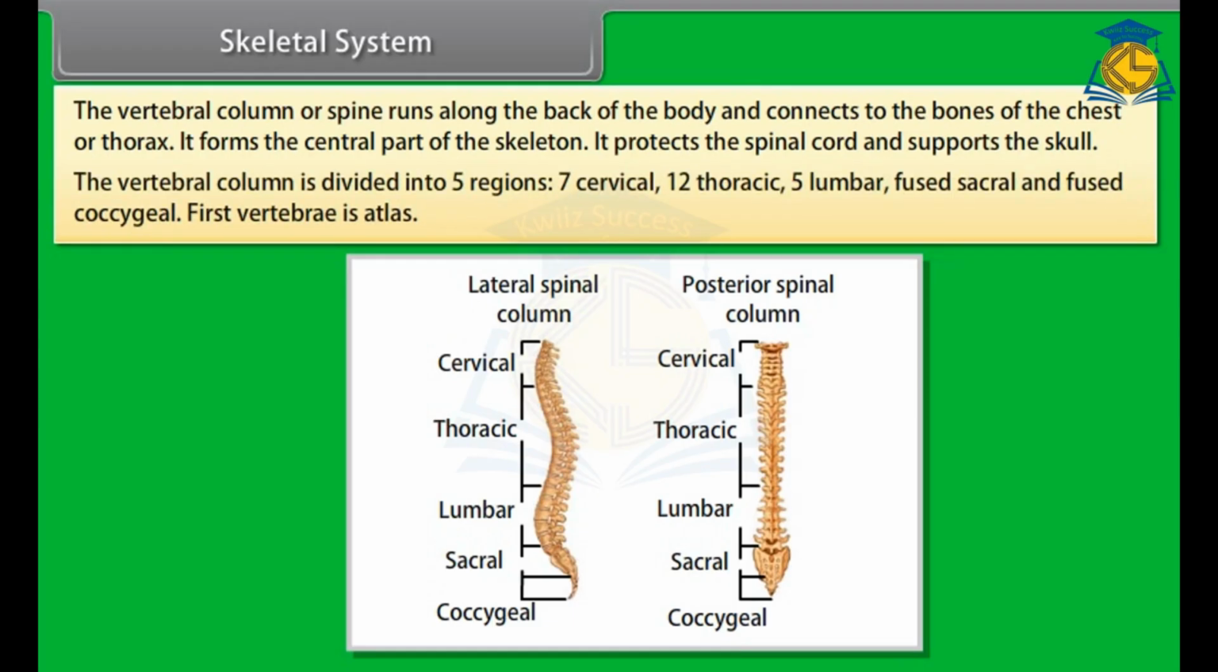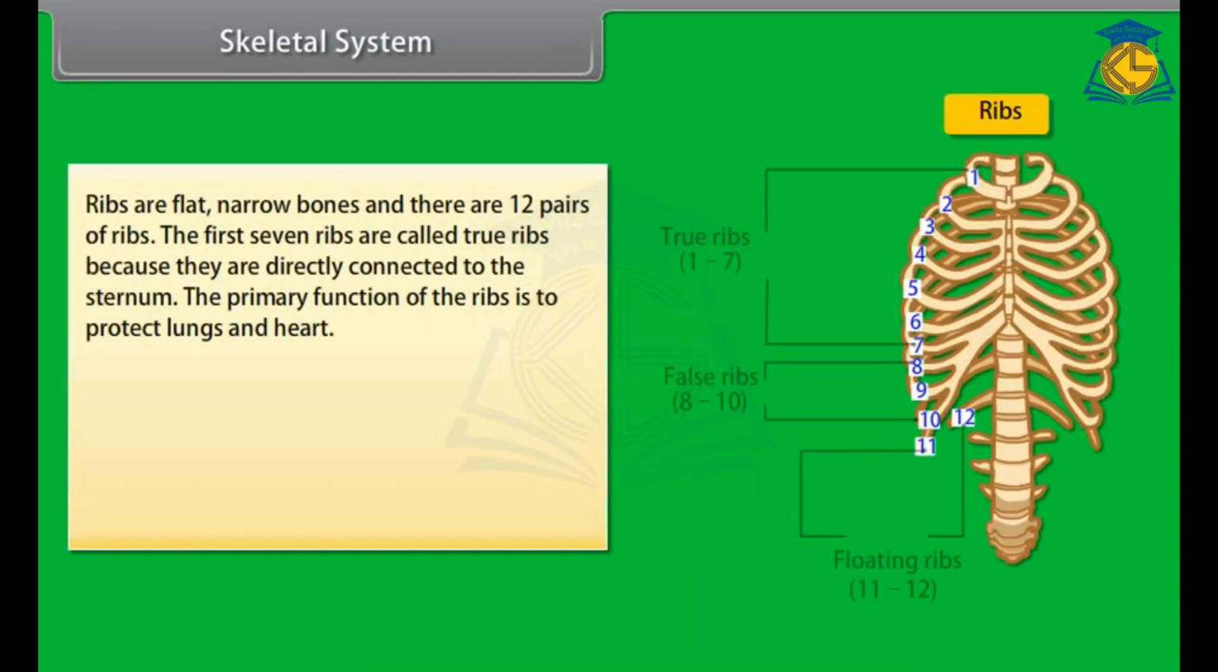The vertebral column is divided into 5 regions: 7 cervical, 12 thoracic, 5 lumbar, fused sacral, and fused coccygeal. The first vertebra is the atlas. Ribs are flat, narrow bones, and there are 12 pairs of ribs. The first 7 ribs are called true ribs because they are directly connected to the sternum. The primary function of the ribs is to protect the lungs and heart.